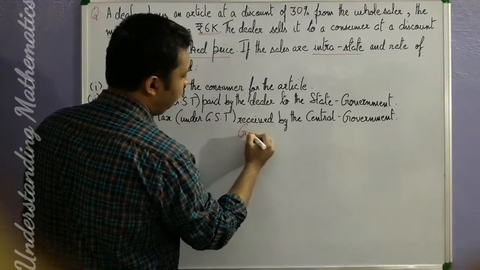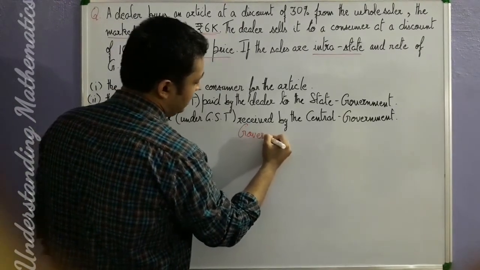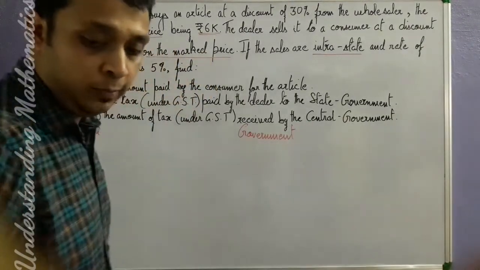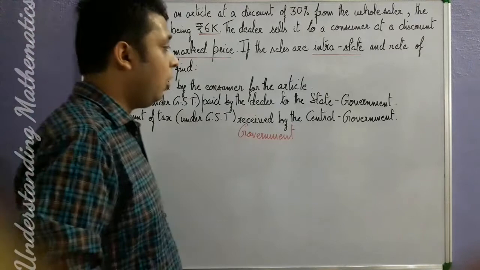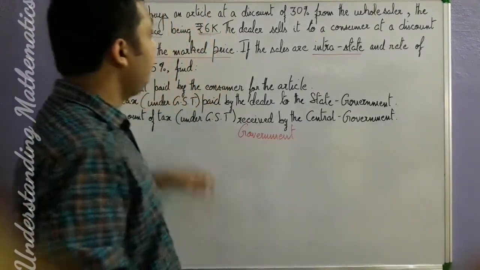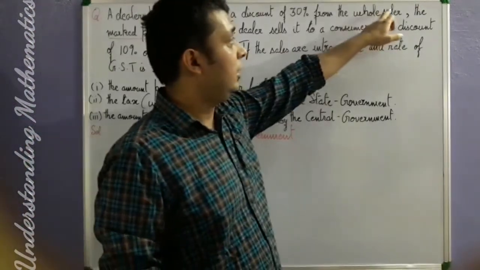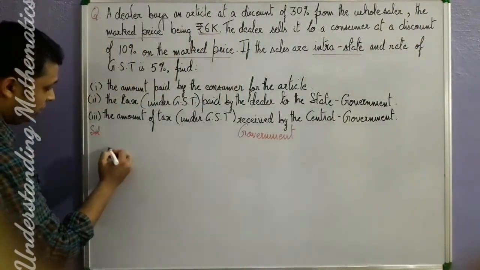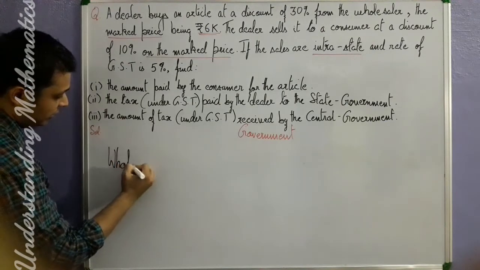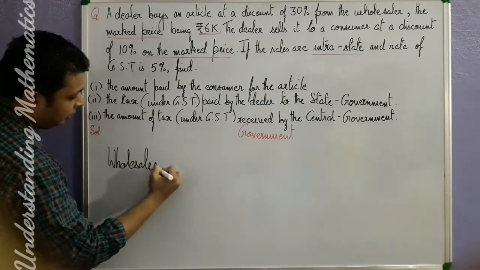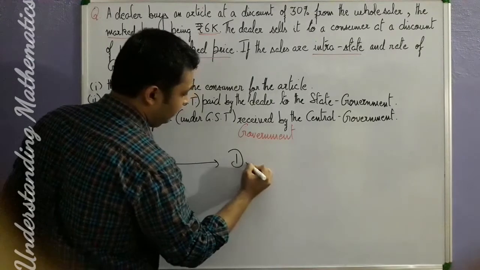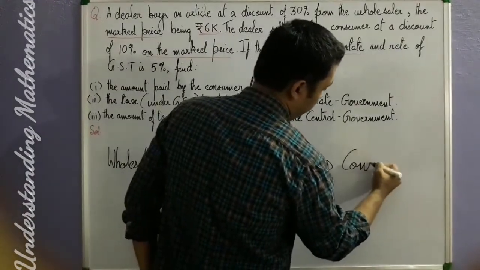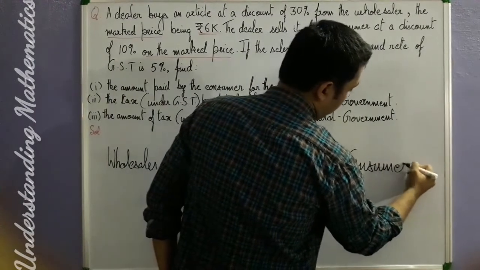So what do we do? We will first keep our government sitting here. This is the government seated on the top, which is sitting just to observe all the transactions. And now we know, according to the question, the transaction starts from the wholesaler, isn't it? So we will make a wholesaler sit here. This is our wholesaler. Next comes our dealer. This is our dealer. And next comes us, that is the consumer.